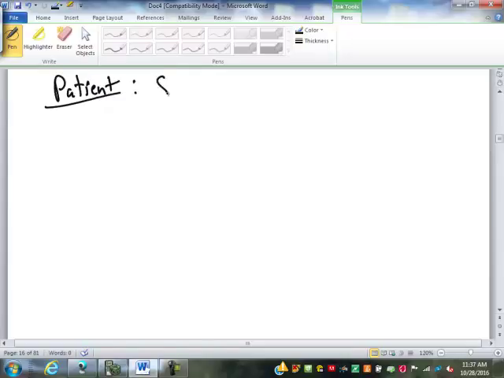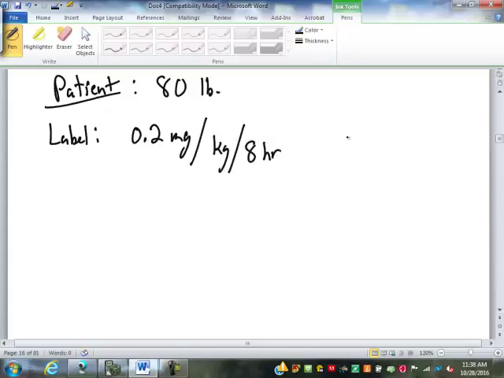So let's say we have a patient that comes in at 80 pounds. We have a label that is recommending 0.2 milligrams per kilogram per 8 hours, and is showing 25 milligrams in 8 milliliters. So what are we going to administer to the patient? Well, obviously now we're looking at administering this dosage in milliliters.